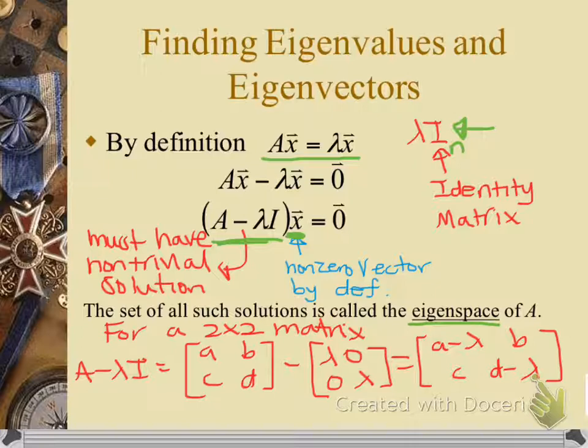For a 2 by 2 matrix, this is how A minus lambda I would look in general. The entries along the diagonal have a lambda subtracted, and the other entries B and C just stay there. Okay.